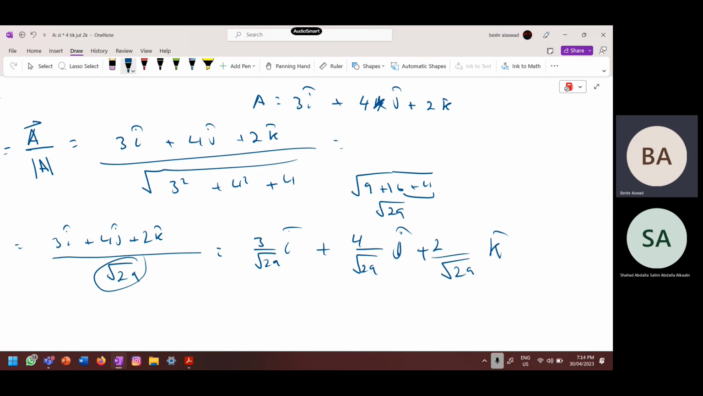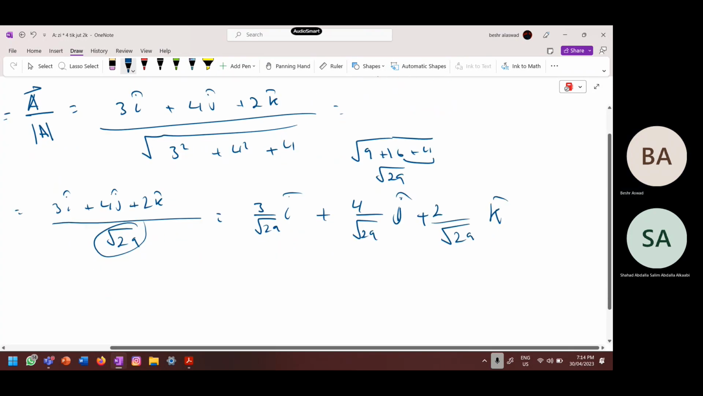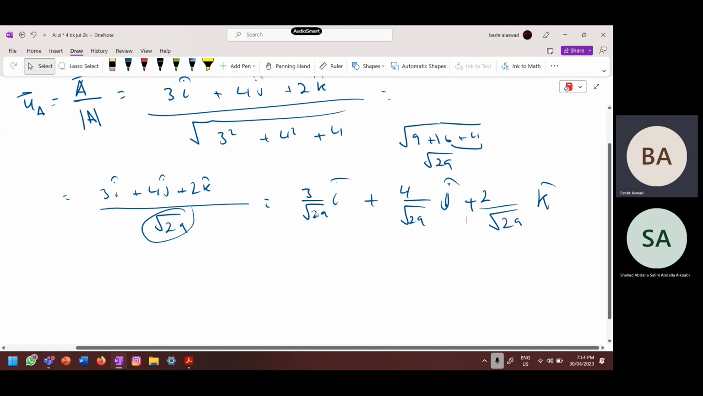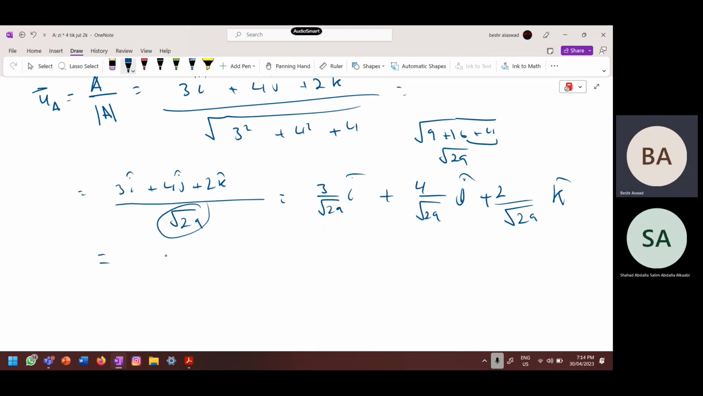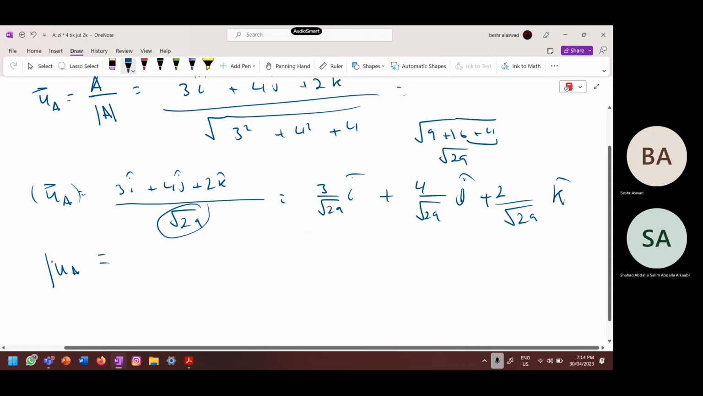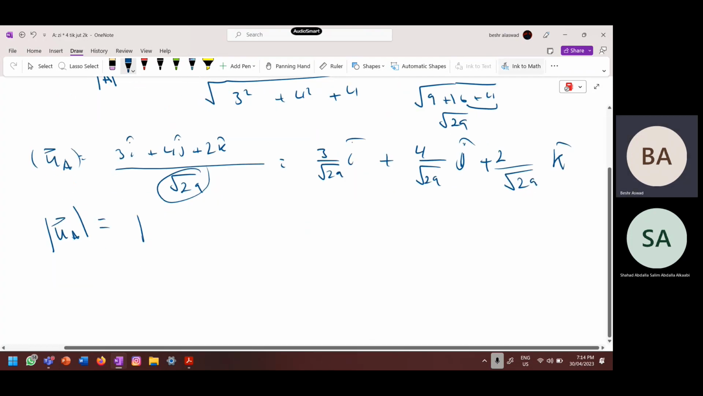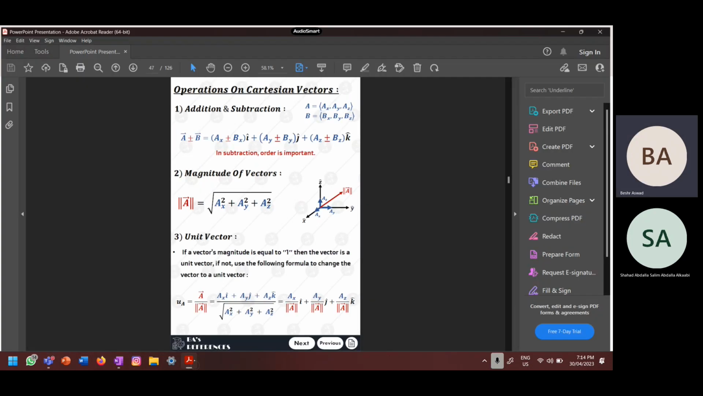This is a plus sign. Now, if you actually found the magnitude of this vector, you will get the value of 1. Okay? You can try that. I will not do it, so you won't get confused, but you can try that and you'll get the magnitude of 1.